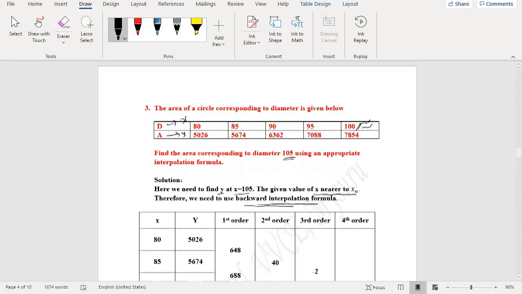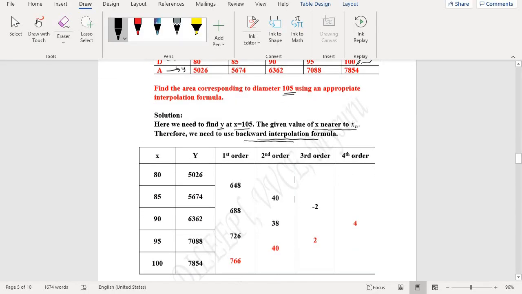As usual, first we need to construct the table. How to construct the table? First consider the values of x and then the values of y: y0, y1, y2, y3 and y4. And this represents del y1. That is the difference of these two. Difference of these two gives 648. Similarly, difference of these two gives 688. And then difference of these two gives 726. And then the difference of these two values gives 766.